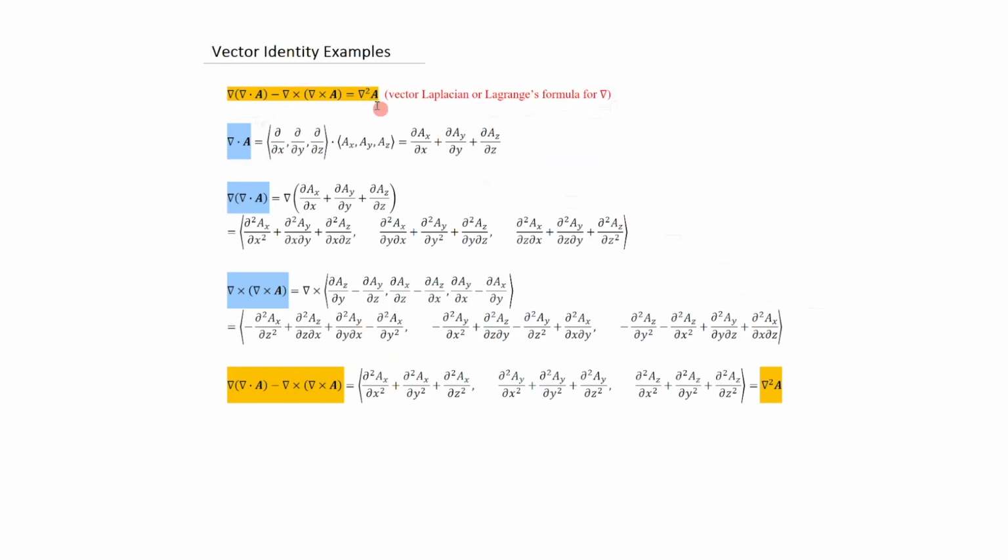That just means that you're taking the second derivative of the x component, the second derivative of the y component, and the second derivative of the z component, and forming a new vector. All right, let's prove it.